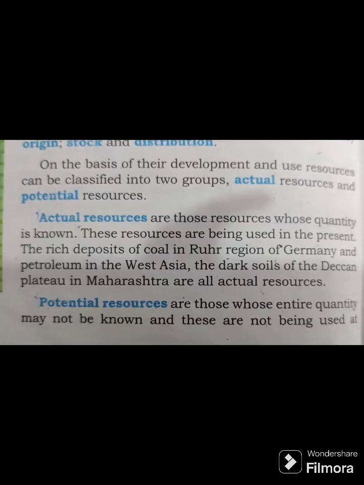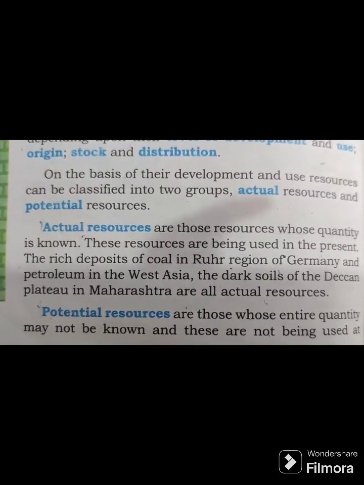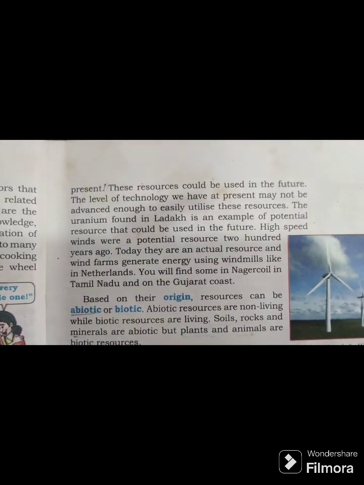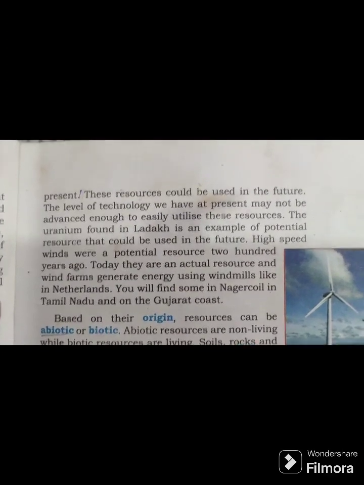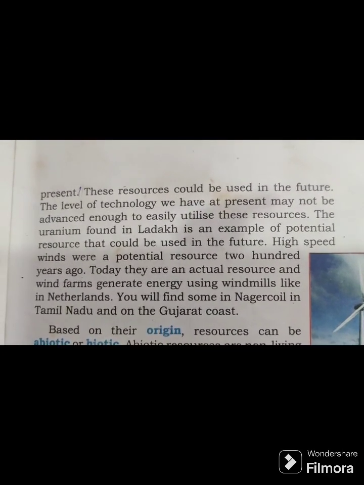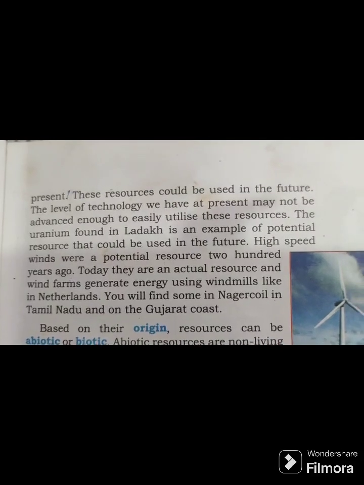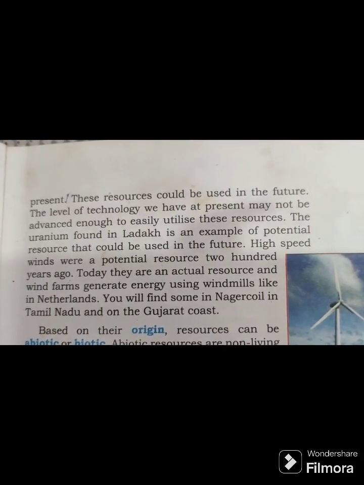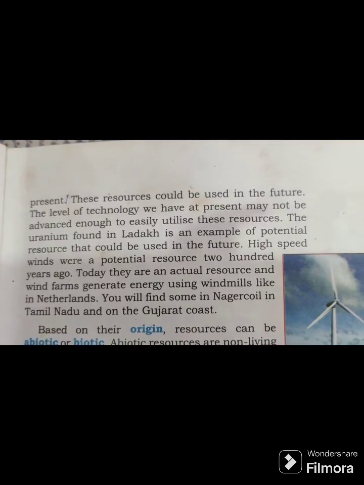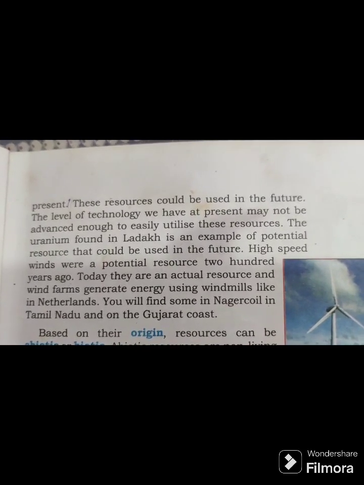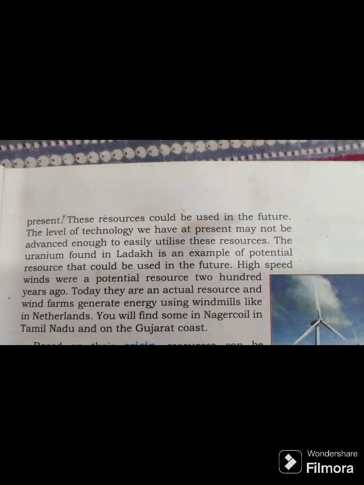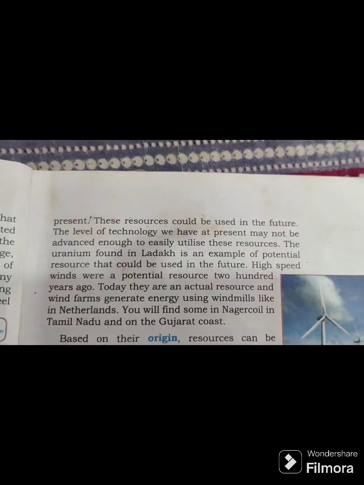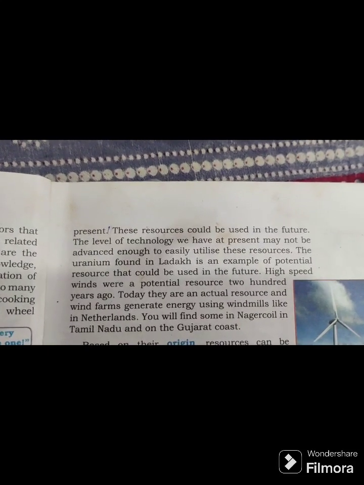Potential resources are those whose entire quantity may not be known and these are not being used at present. These resources could be used in the future. The level of technology we have at present may not be advanced enough to easily utilize these resources. The uranium found in Ladakh is an example of a potential resource that could be used in the future. High speed winds were a potential resource 200 years ago. Today they are an actual resource, and wind farms generate energy using windmills, like in the Netherlands. You will find some near Nagercoil in Tamil Nadu and on the Gujarat coast.